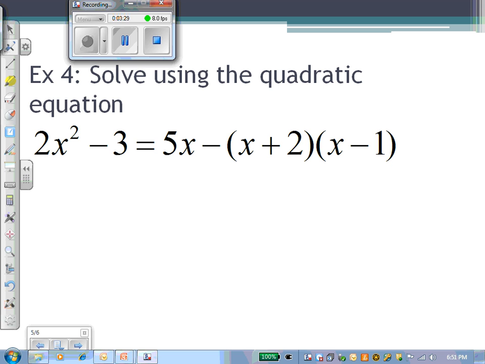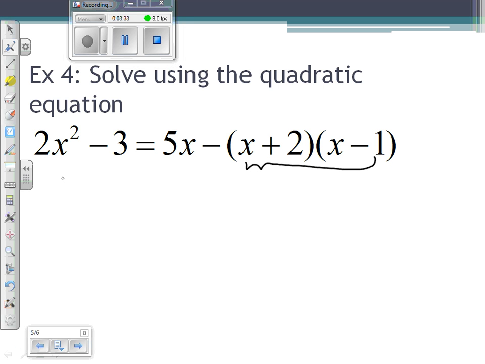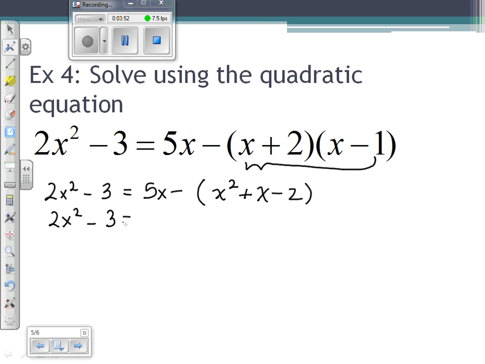Okay, the next part is asking to solve using quadratic equation. The only complicated part is going to be here. So everything else seems okay. So I'm going to just leave it as 2x squared minus 3 equals 5x minus, now I got to FOIL this out, so I'm going to get x squared plus x minus 2. Don't forget to distribute the negative. I got 2x squared minus 3 equals 5x minus x squared minus x plus 2.